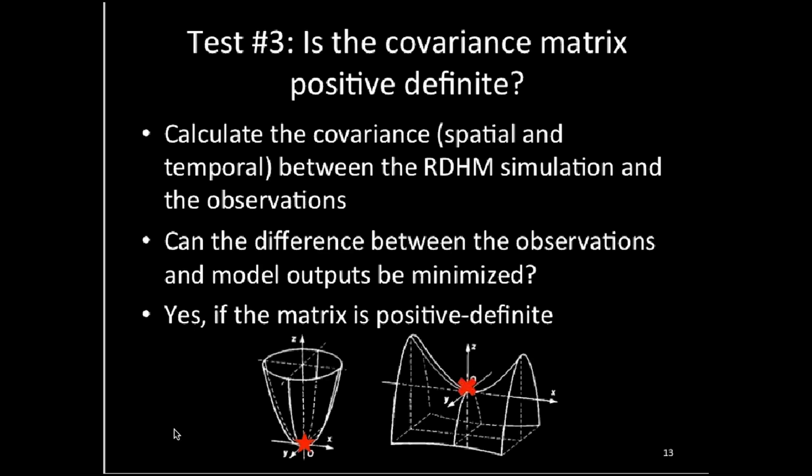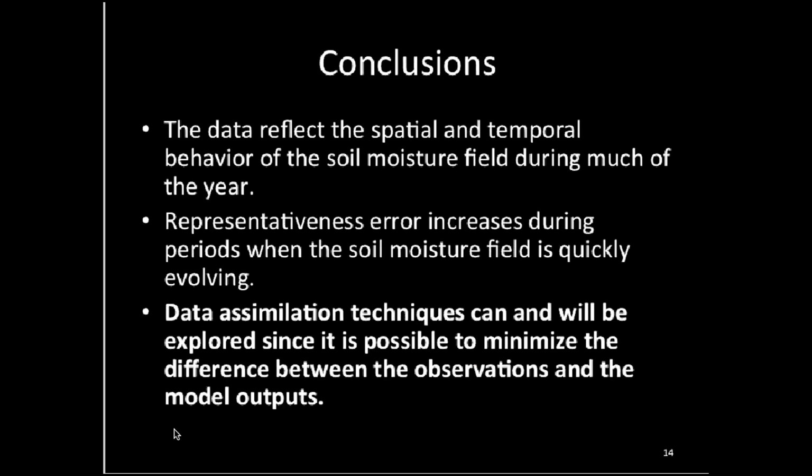What's possible is that we could have a minimum between the observations and the model at two stations, but not between another set of stations. So that could create an unstable point. And as I showed before, if you use unstable data to update the model, it can run wildly out of control very quickly. So the result of our positive definite test is yes, the difference between the model and the observations can be absolutely minimized. And I think that's the main conclusion of our talk here.